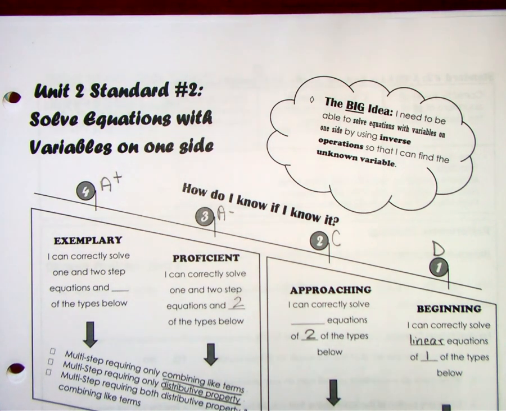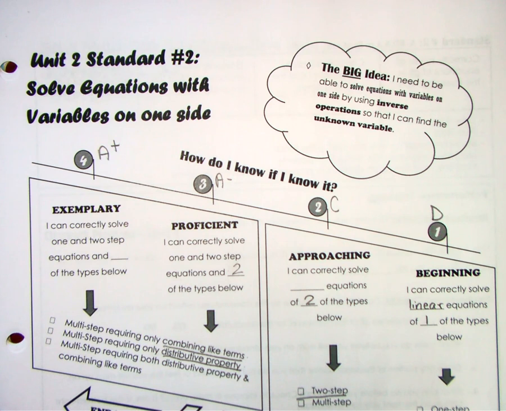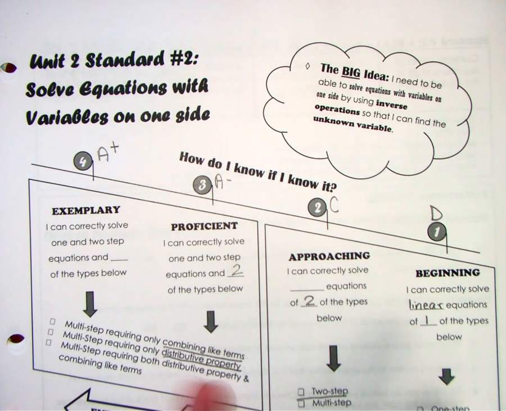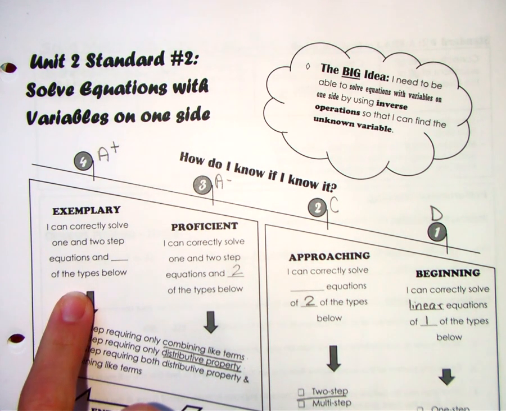Okay, so yesterday we talked about just the distributive property. And today what we're going to do is talk about problems that require you to do both: distribute and then combine like terms. So this is really getting into our level 4 type problems.